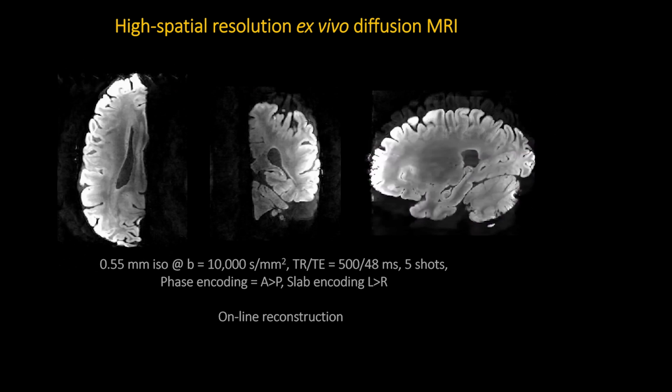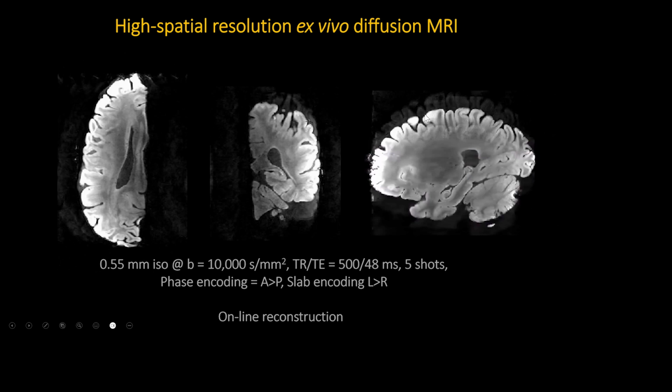This was actually a hemisphere. It's even more challenging with whole brain specimens because you end up having to do very long acquisitions and larger matrix sizes. We are targeting a spatial resolution of 0.4 millimeters isotropic. This was done with 0.55 millimeters at a fairly modest b-value for ex vivo imaging, about b of 10,000. And you can see with just the online reconstruction that there's fairly pronounced ghosting artifact in the phase encoding direction.